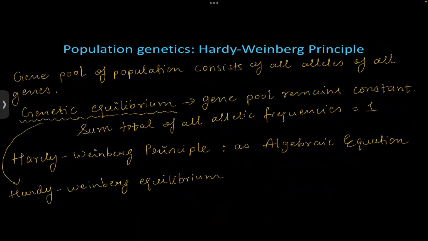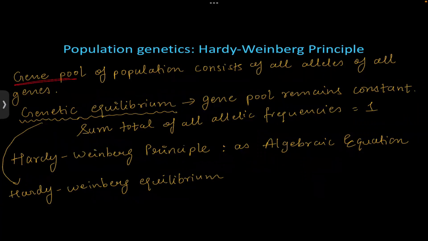So now the Hardy-Weinberg principle becomes clear, right? In a given population, the allele frequencies for all the alleles, for all types of genes, are stable and constant from one generation to the next generation. It doesn't change generation-wise.